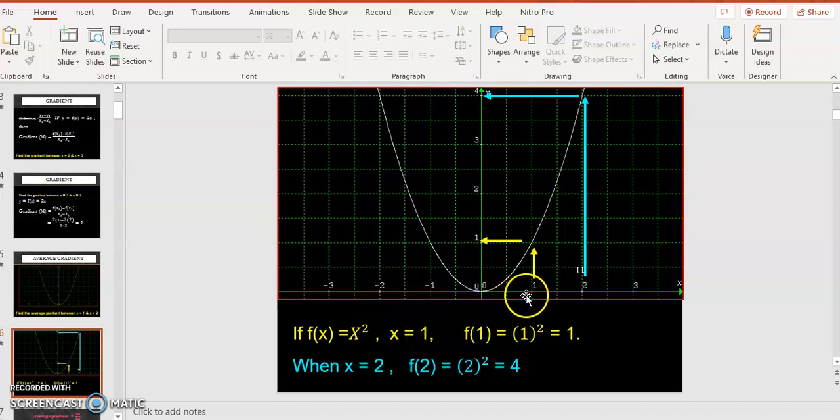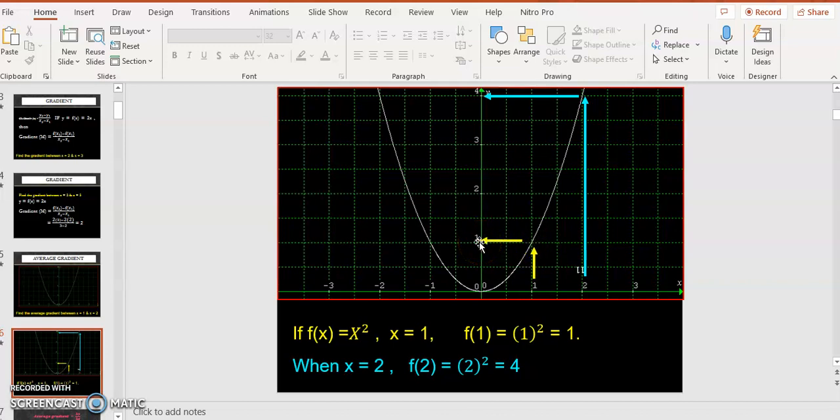If we are using the graph, you come to the graph, x is what? 1. Remember, this is the x-axis and this is the y-axis. So here x is what? 1. So where is 1? This is 1. If x is 1, y is also 1.